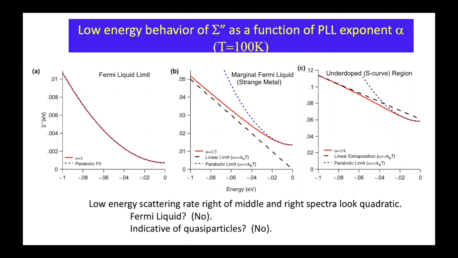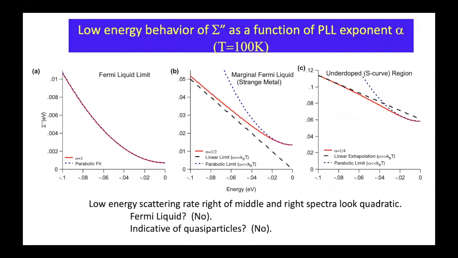This is alpha equals half. This is linear in omega, linear in T. And I'm just plotting what I expect sigma double prime to do versus frequency. And this is 100 Kelvin, and the plot is the red guy. You would say this looks linear, and this looks quadratic. You might think that means that this is firmly Fermi liquid, but it's not.